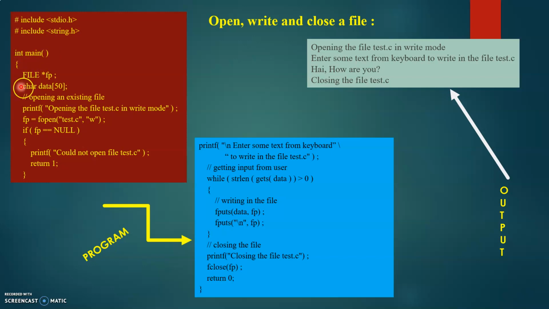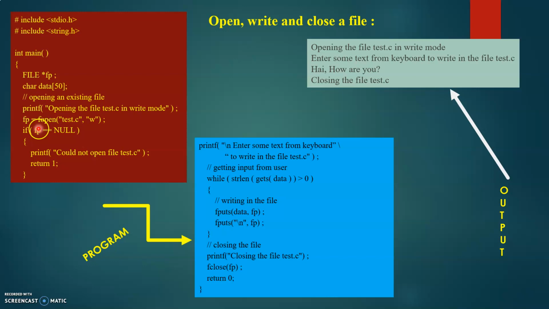Inside it I am writing FILE. FILE is a type, and fp is a file pointer. So FILE *fp, and we are using a character array of size 50. Then we are opening an existing file. Printf, open the existing file.